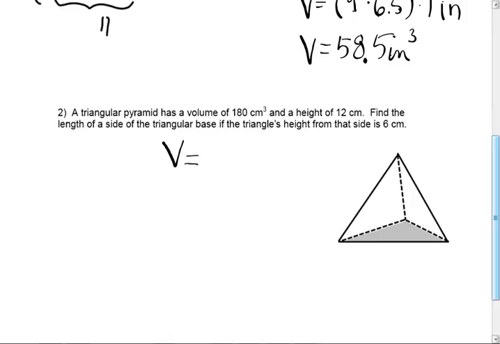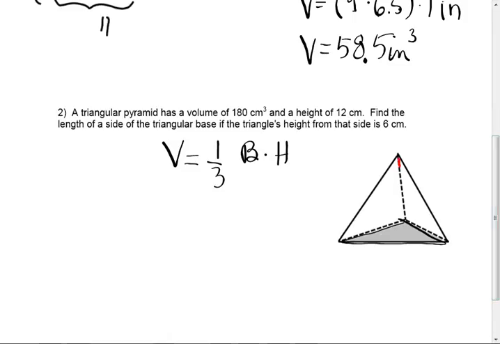You've got it right in front of you. What's the formula for the volume of a pyramid? 1/3 base times height, the area of the base times the height. What is the shape of this base? It's a triangle. Let's see if we can label some things here.